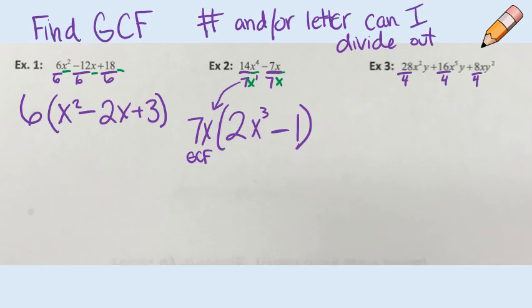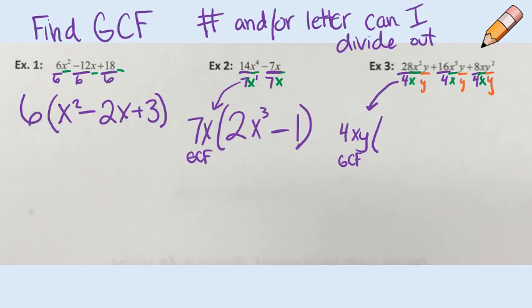Let's take a look at our x's. I have x squared, x to the 5th, x to the 1st. Therefore, I can only take out one x out of all of those. Let's take a look at our y's. I have y to the 1st, y to the 1st, y to the 2nd, which means the most I can divide out of all of those is y to the 1st. Therefore, that repetition becomes your GCF.